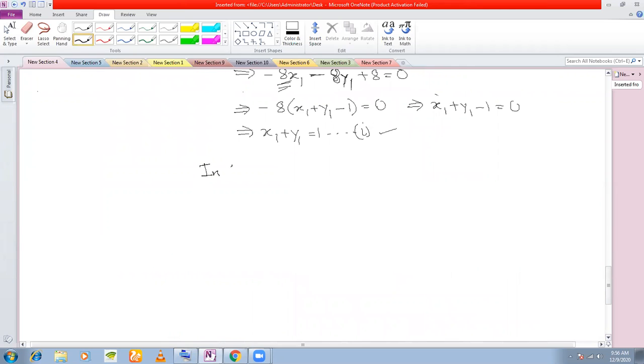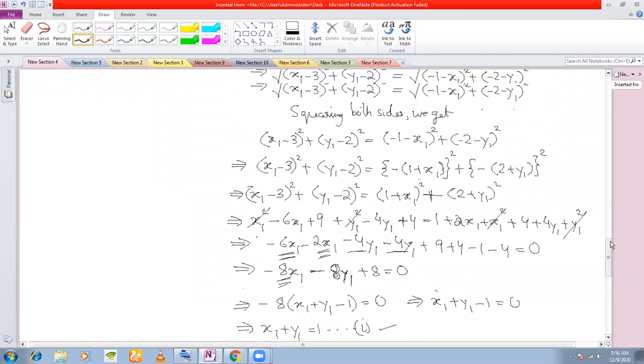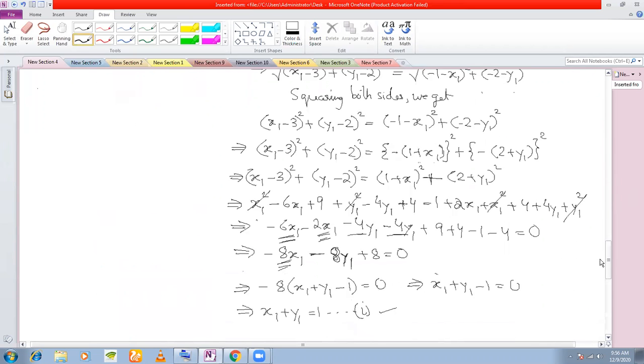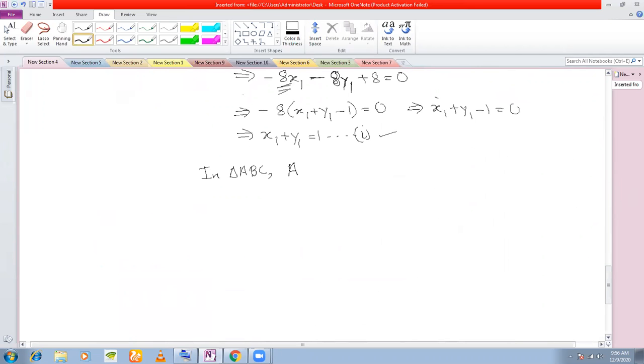in triangle ABC, you have AC square is equal to AB square plus BC square. Okay. Now we shall individually find what is AC, what is AB, and what is BC. So we have AC is equal to, let's write the coordinates of A and C first.